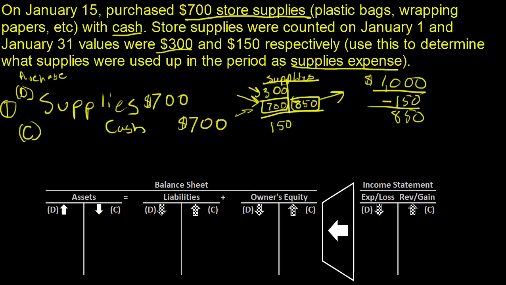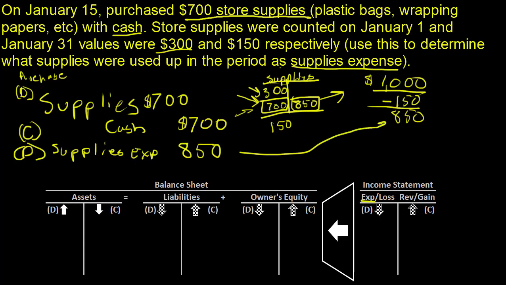Well, what's the journal entry for that? The journal entry for the supplies expense is going to be a debit. Expenses are always debited, right? So we debit our expense, and we're going to call it supplies expense, and we know the amount. The amount is $850. That's what we calculated here.